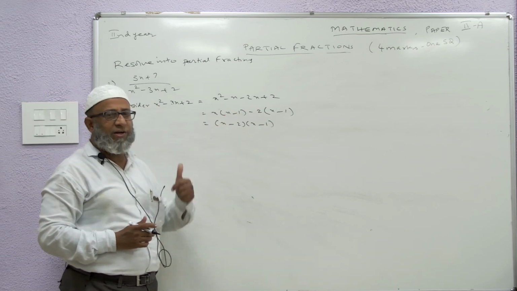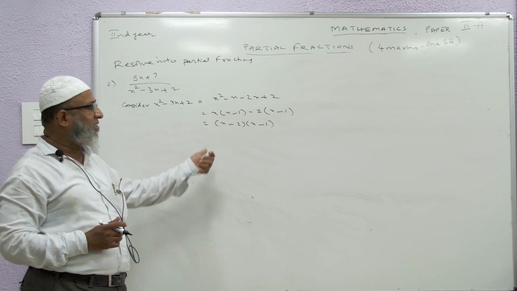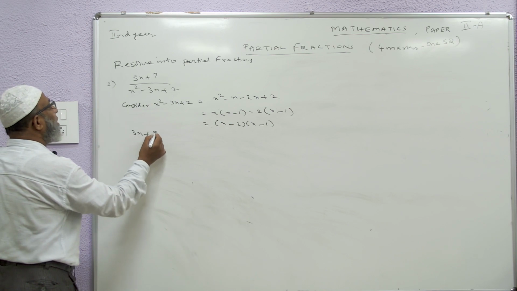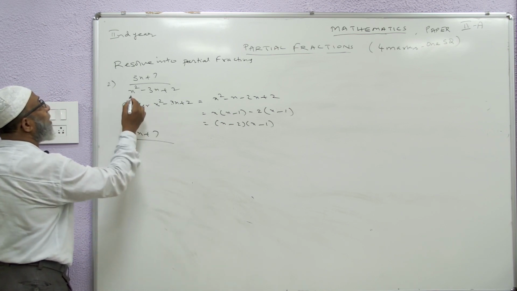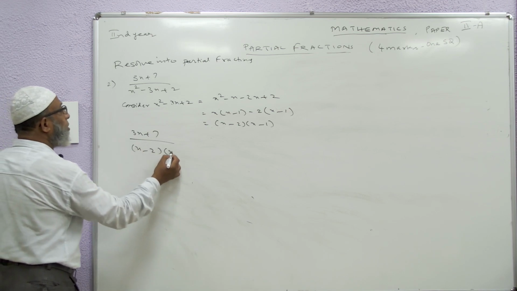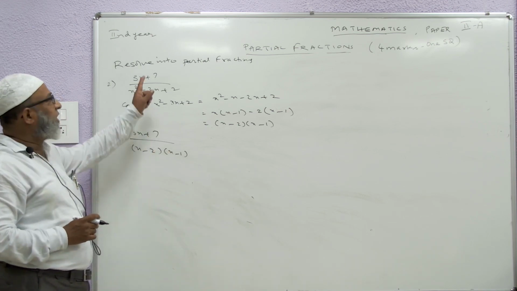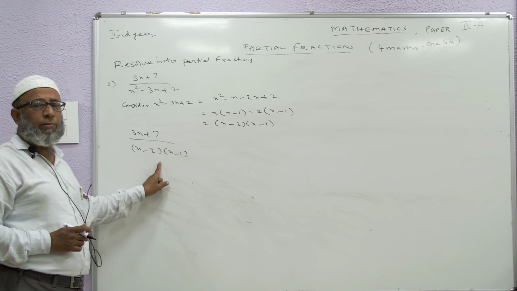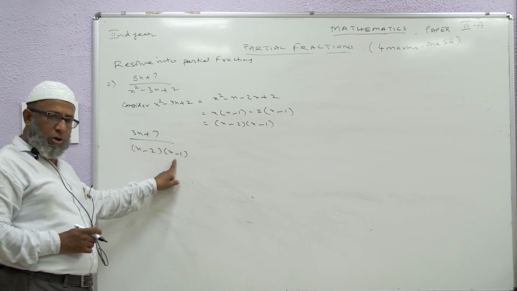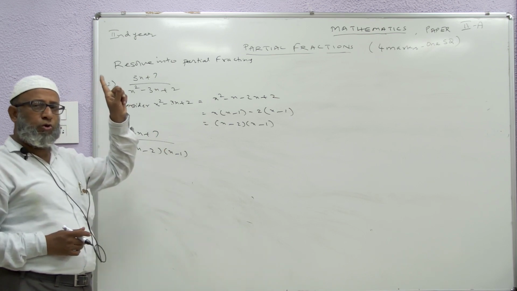By seeing these factors, you may observe that the factors are linear. Again, it is converted into case 1, that is x² - 3x + 2, which is equivalent to (x - 2)(x - 1). So the given question is converted into this form. Now, when I have seen the factors as linear ones, they are not repeated. So again, it belongs to case 1.